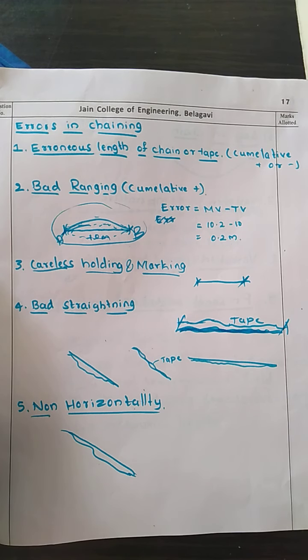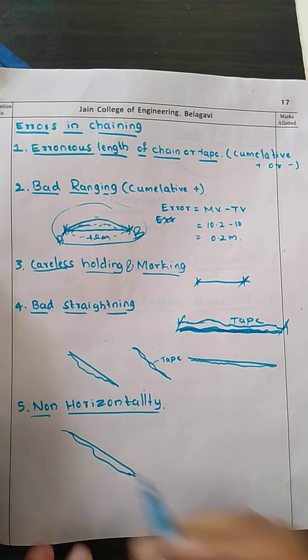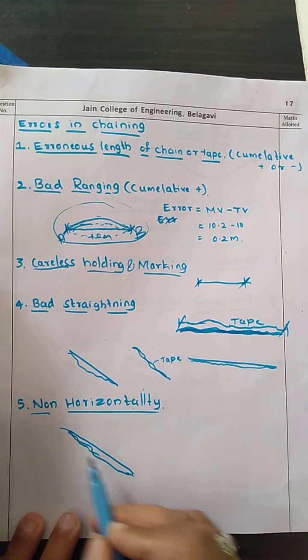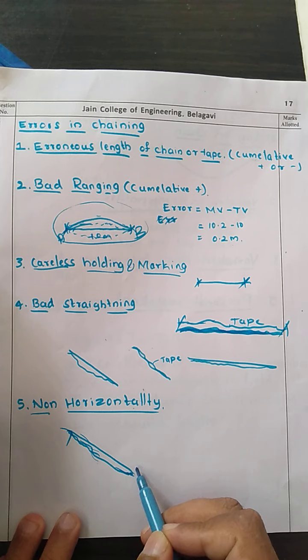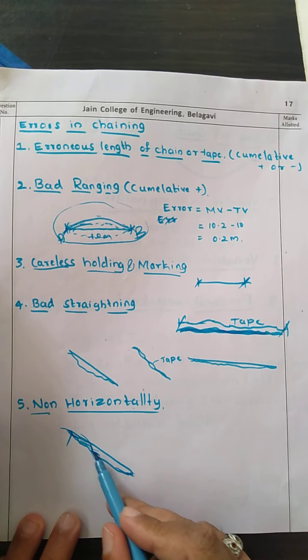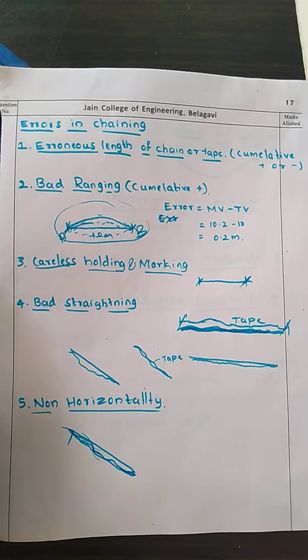Then the non-horizontality of the chain or a tape. If the chain is not properly horizontal, especially on slopes, suppose there is a slope and we want to measure this particular distance, and it is not horizontal, if it is lying along the slope, then again what will happen? The length of the tape, whatever measurement we take, will be too high and we are going to get a large error.